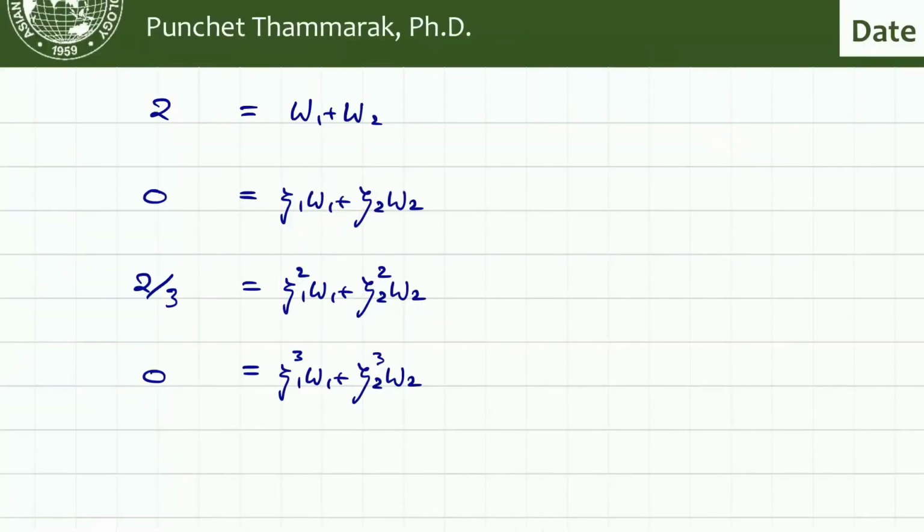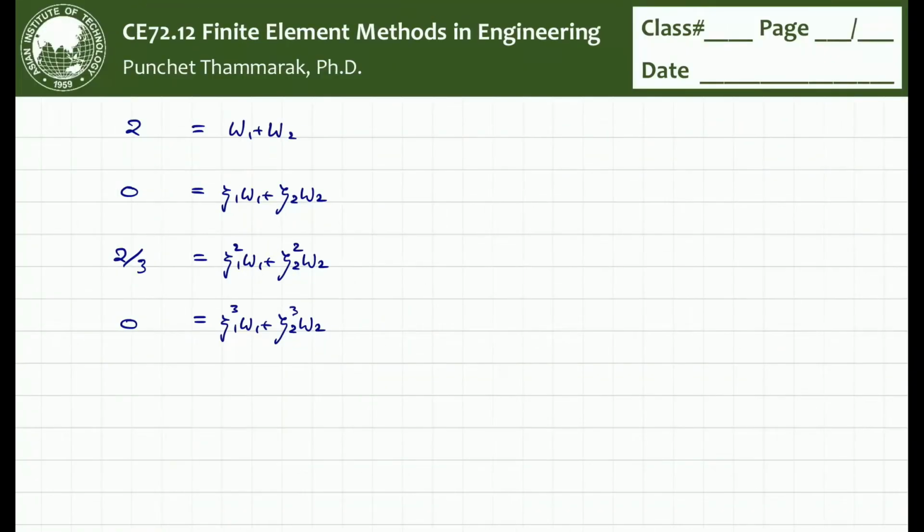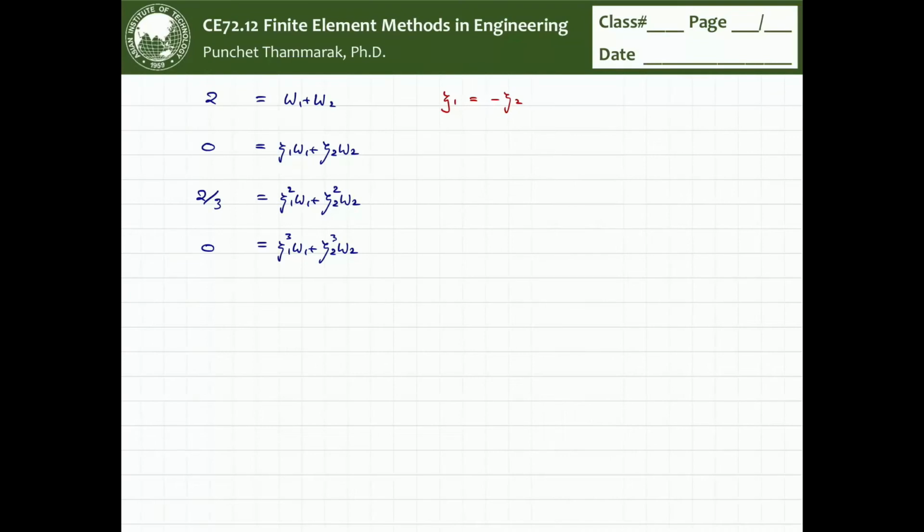So, first of all, C1 is equal to minus C2. We give this as an extra condition. For the first one, we're not going to do anything.